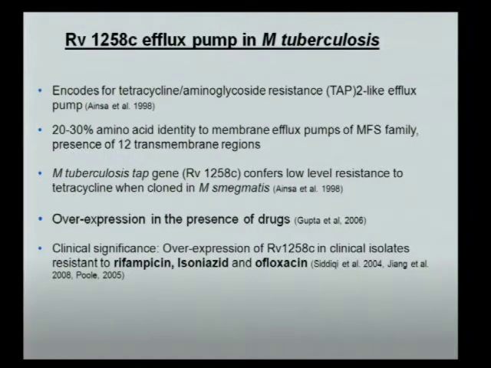And this is a TAP2-like efflux pump, so it basically encodes for tetracycline and aminoglycoside resistance. And it has 12 transmembrane regions. Some information about it from other groups is that it's overexpressed in the presence of drugs. And the clinical significance is that in many clinical isolates you see an overexpression of this pump, and these are resistant to all these groups of antibiotics which are used in TB treatment.